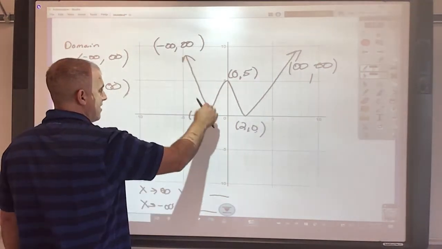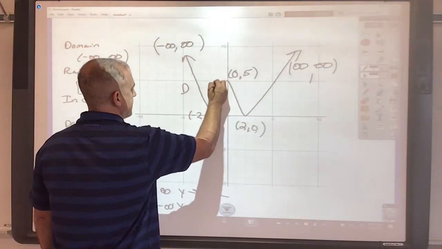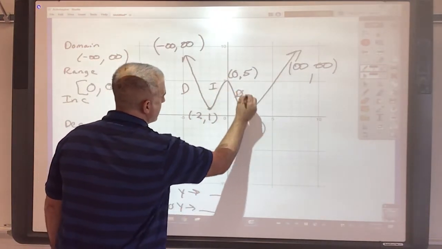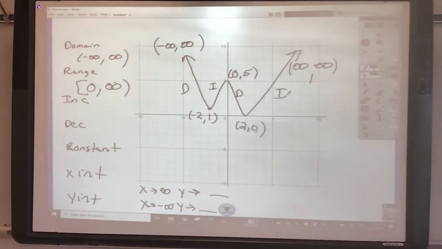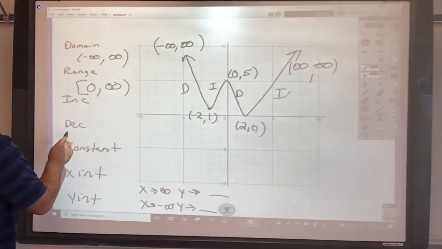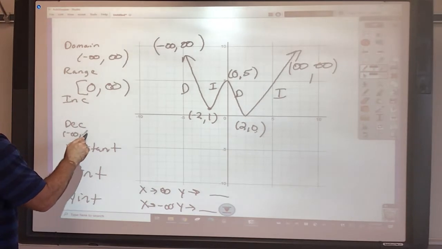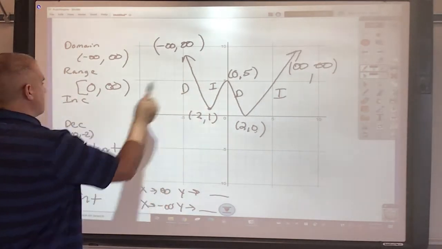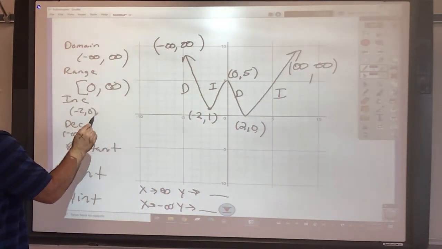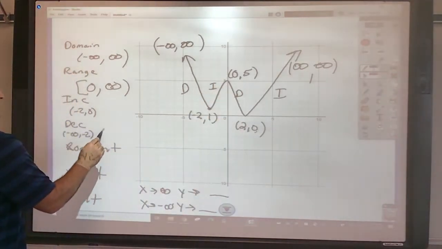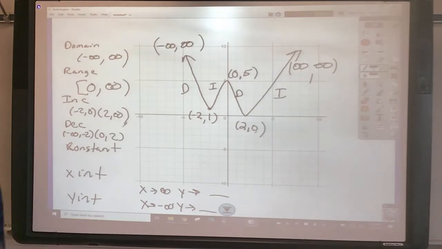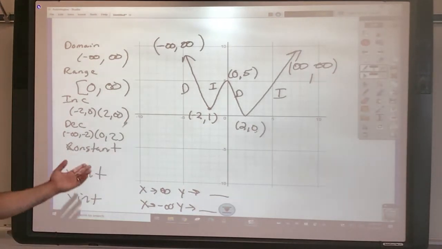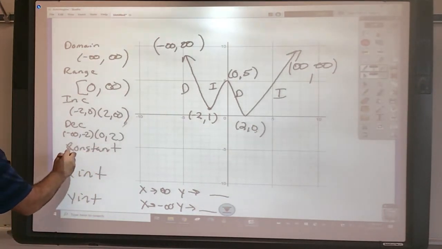Now, let's do the increasing, decreasing. I start from here. This would be a decrease, then it hits the increase, then decrease, then increase. Very important you go left to right or it doesn't work. So, from negative infinity to negative 2, I'm decreasing. From negative 2 to 0, I'm increasing. 0 to 2, I'm decreasing. 2 to infinity, I'm increasing again. There is no constant, that is none.